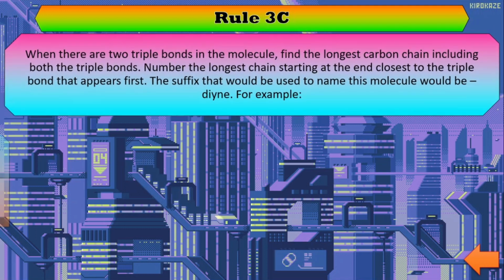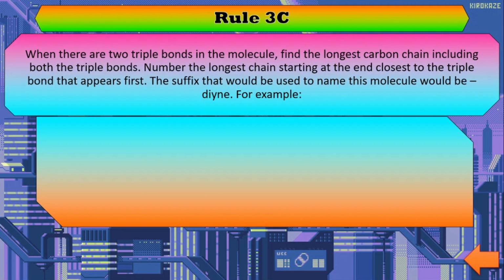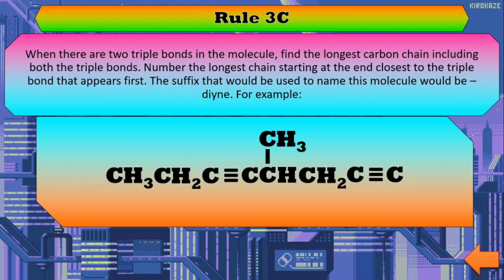Part 3 of rule number 3. When there are 2 triple bonds in the molecule, find the longest chain including both triple bonds. Number the longest chain starting at the end closest to the triple bond that appears first. The suffix used to name this molecule would be -diyne.